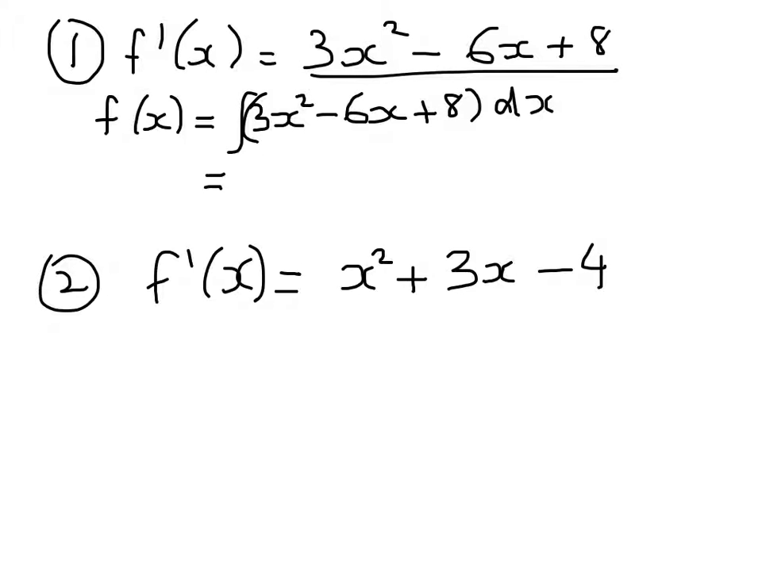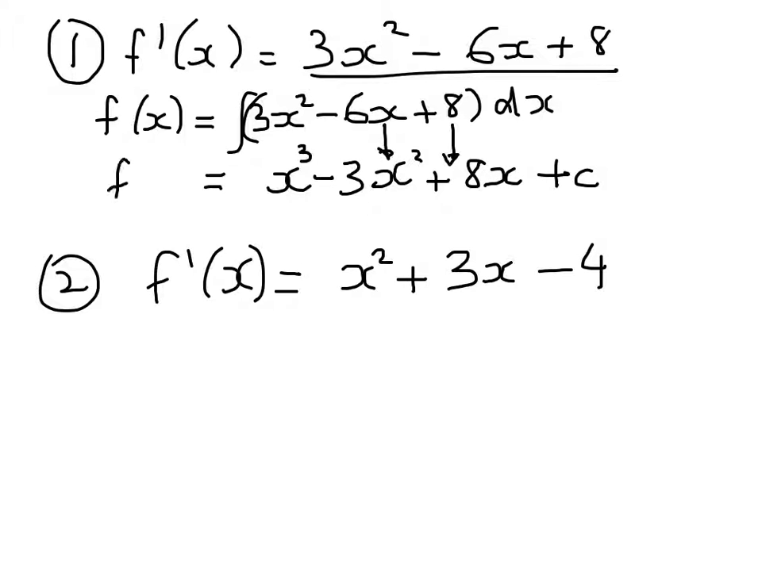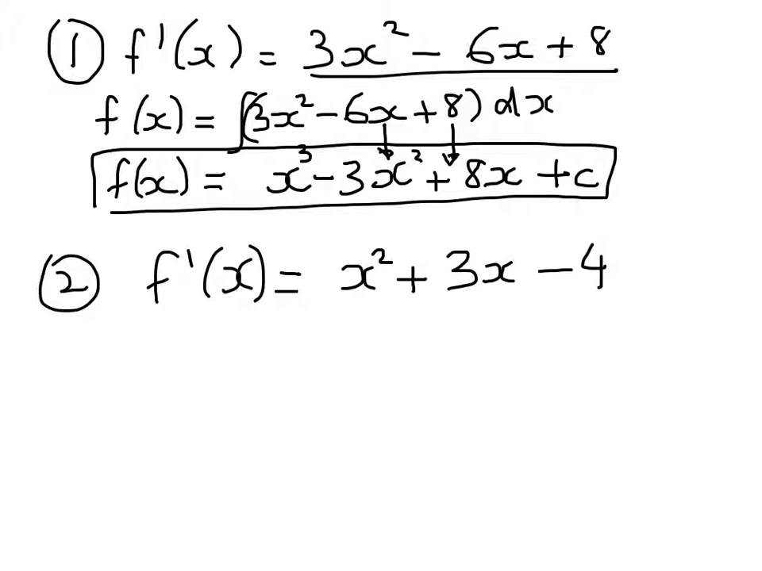So what's going to give me 3x squared when I differentiate? Well, it will be just plain old x cubed. The next one, what will differentiate back to give me x? Will come from an x squared. So I'm trying to match up minus 6x, so here I'm going to have minus 3x squared. Here, the plus 8 is coming from plus 8x, and that's plus c. Okay, so we've found our antiderivative. There it is there. Next one.